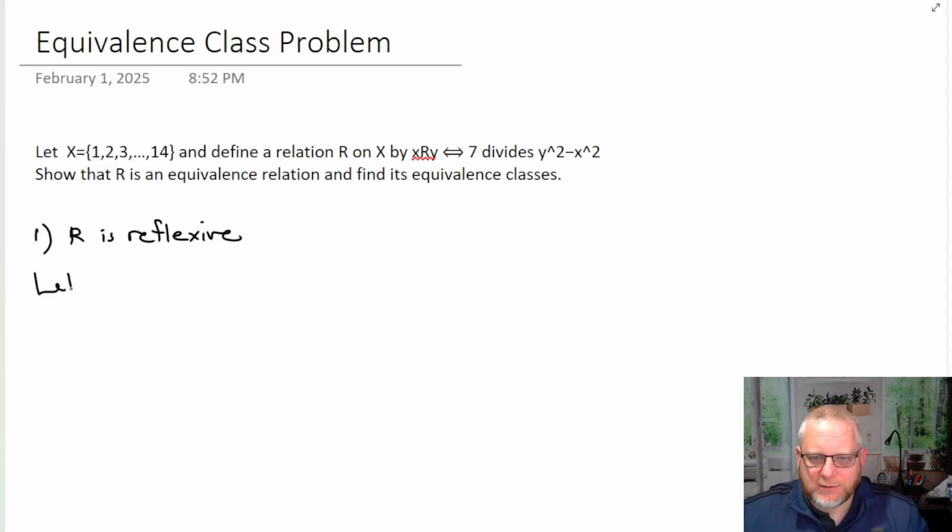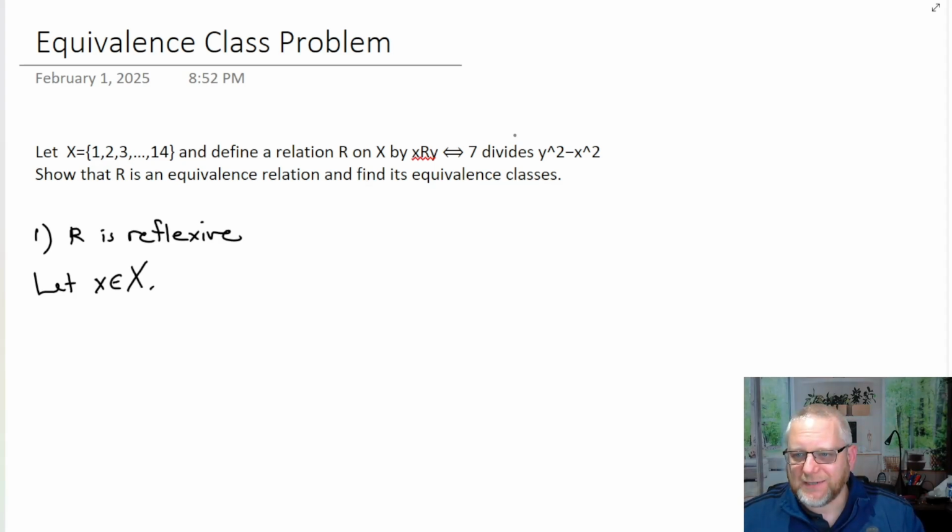So we pick any x we want in the underlying set. I should be a little bit careful there. I've called the set capital X, so we'll try to separate little x and big X. So let little x be an element of big X, so it is a number from 1 to 14.